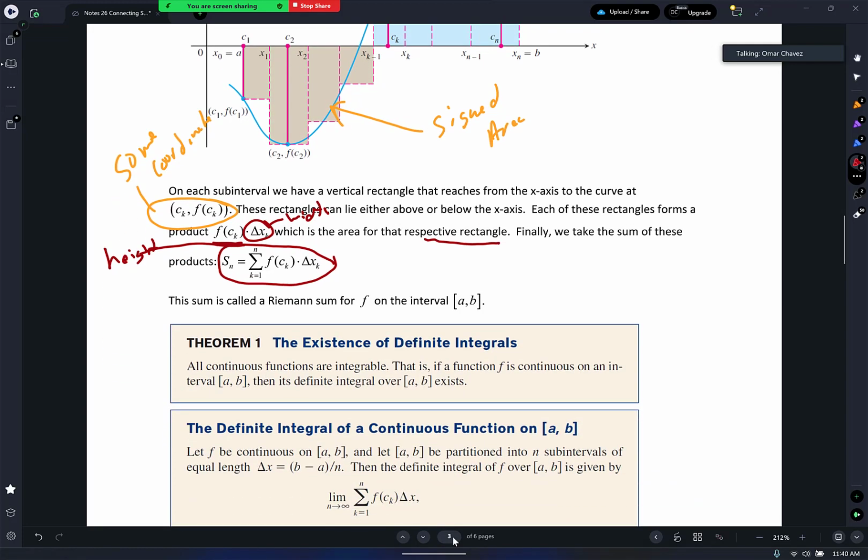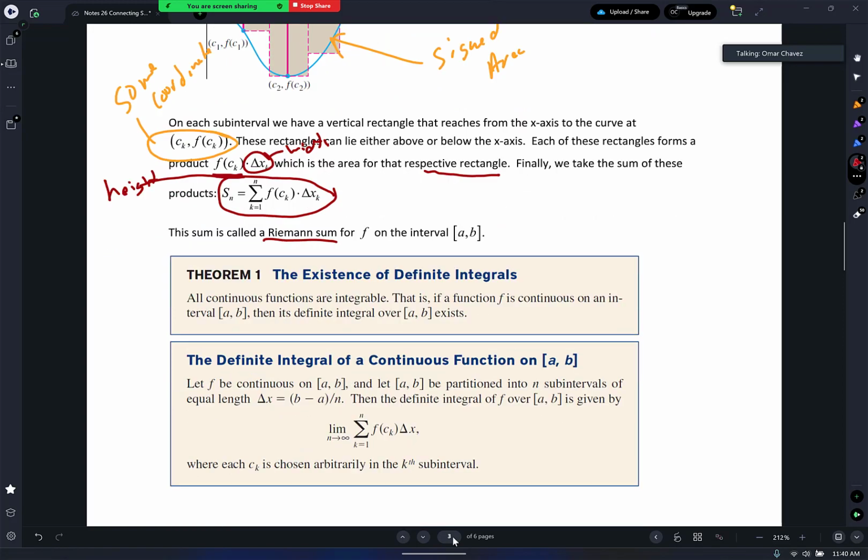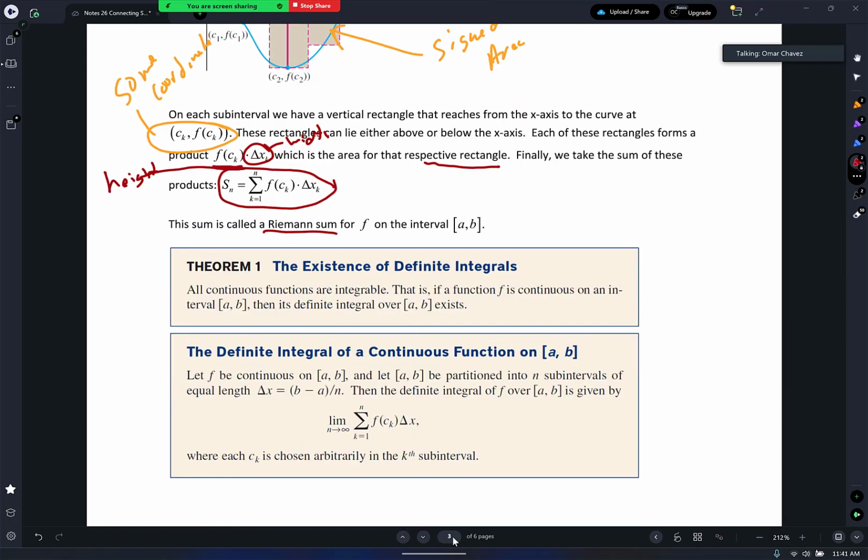It says here, this is called a Riemann sum. Go to dictionary.com and type that name and see how it's actually pronounced. It doesn't matter, I don't think. The existence of a definite integral: all continuous functions are integrable. That is, if the function f is continuous on an interval, then its definite integral exists on a to b.